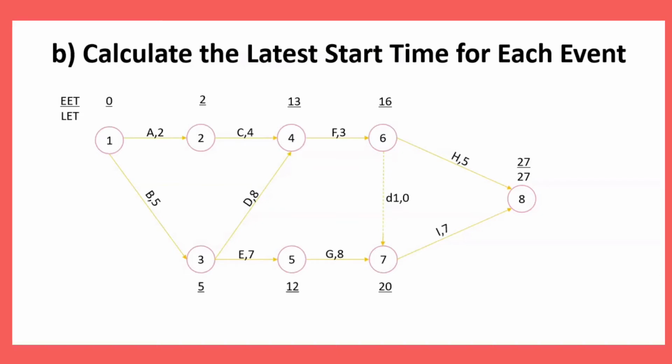As we can see, after node number 7, we have activity I and the duration time is 7. Activity I is linked between nodes number 7 and 8. So, 27 minus 7 gives us 20. So, the LET for node number 7 is 20.